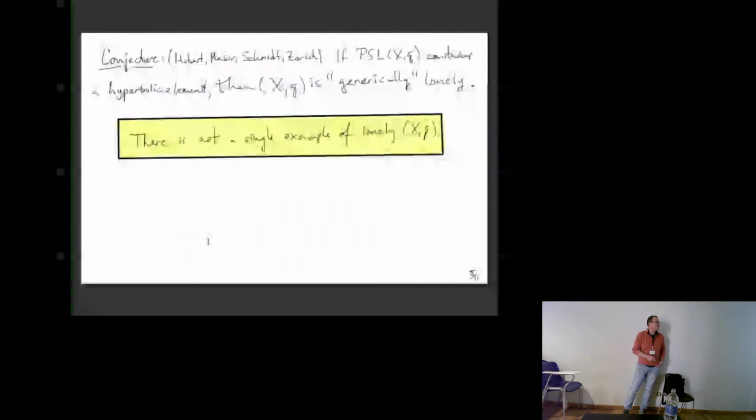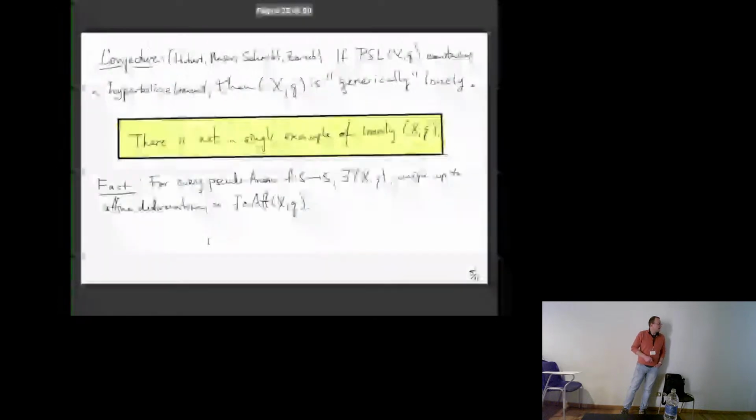And then maybe a little word of caution about why this might be slightly difficult. In genus 2, if you look at quadratic differentials that are squares of holomorphic 1-forms, then there's no XQs that are lonely. This is a theorem of Calta and McMullen.